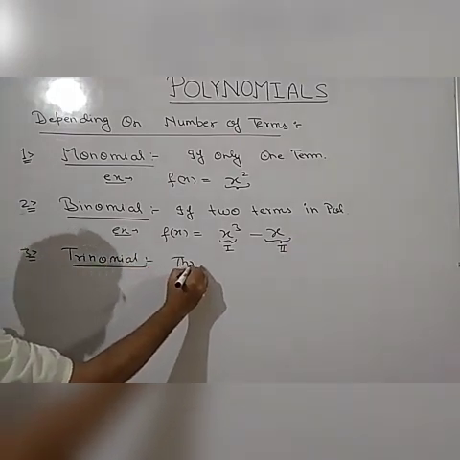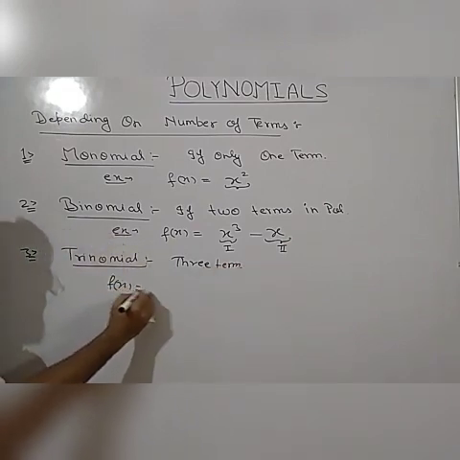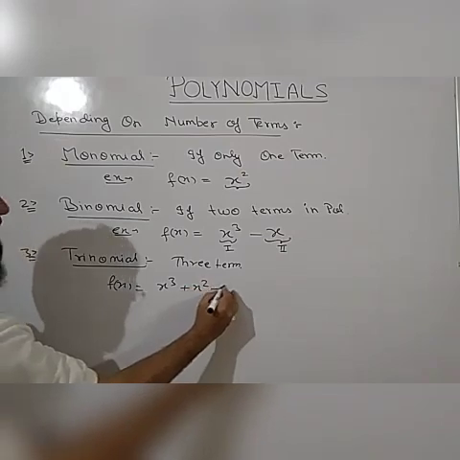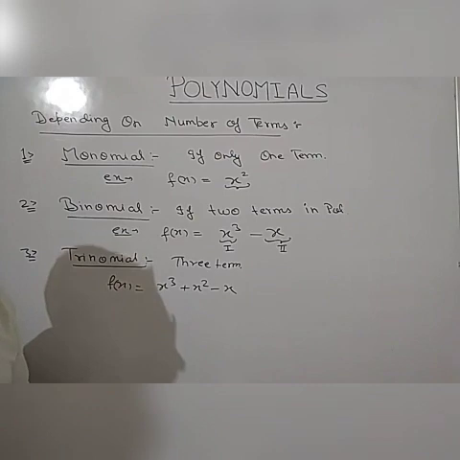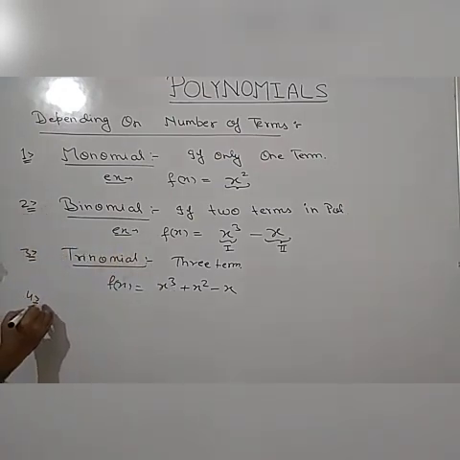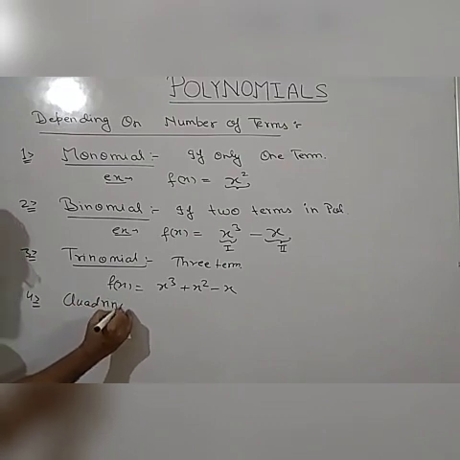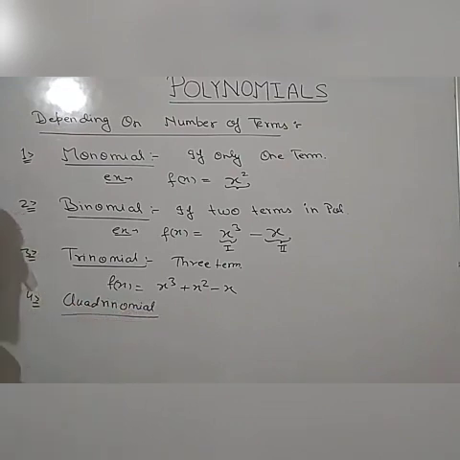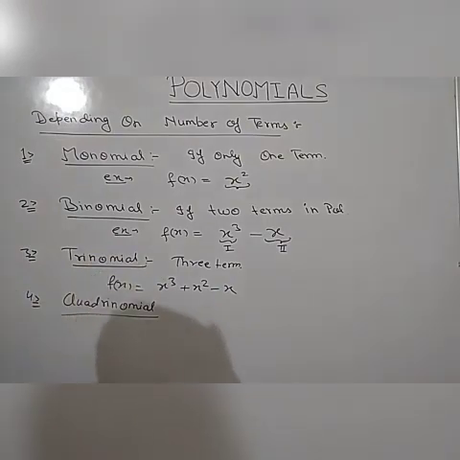Trinomial means three terms. For example, f(x) is equal to x cube plus x square minus x. So in this example, there are three terms, so it is a trinomial, and depending on the degree, it is a cubic polynomial. Next will be monomial, binomial, trinomial. Next will be quadrinomial. Means there will be 4 terms, quadrinomial and so on. So if the terms are more than 4, we will generally say it as polynomial.